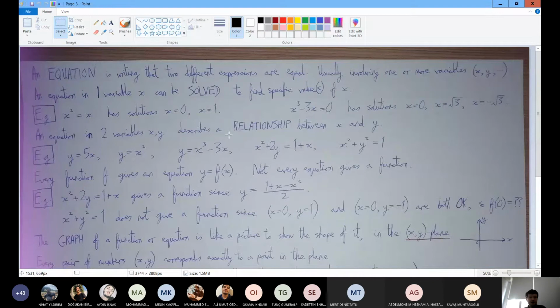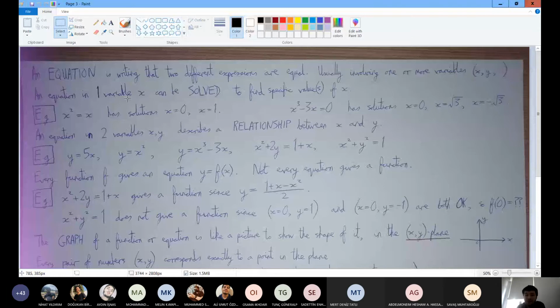Okay, here we have page 3. So let's just start with what is an equation. An equation is when you write that two different expressions are equal to each other. These expressions usually involve some variables, maybe just one variable x, maybe two variables x and y, maybe even more. An equation of one variable x is something that can be solved to find some specific values of x. For example, x squared equals x is an equation. Its solutions are x equals 0, x equals 1, because 0 squared equals 0, 1 squared equals 1, and that equation is not true for any other number x.